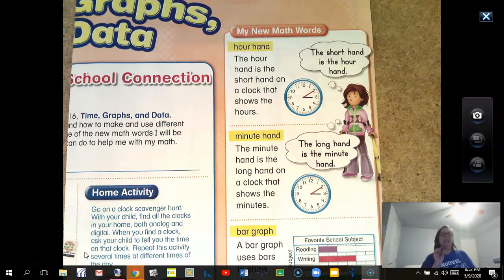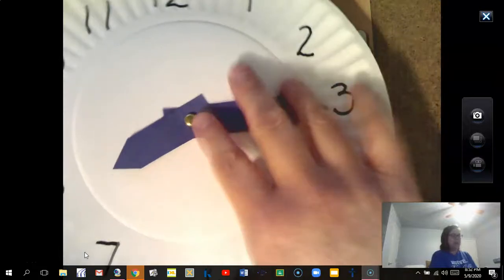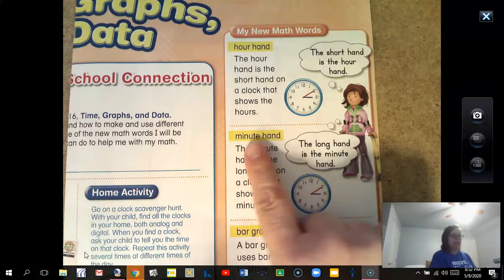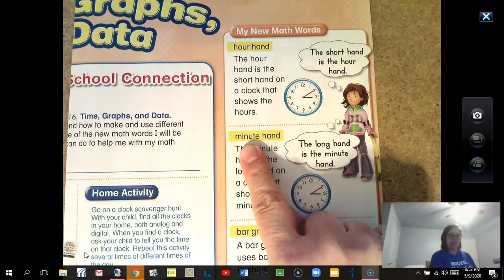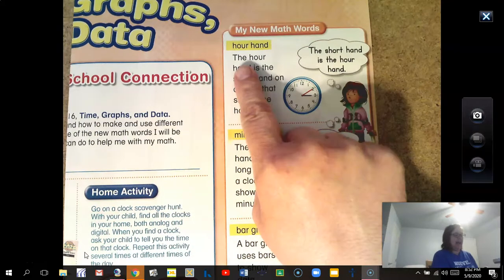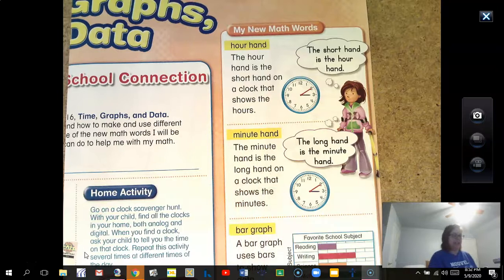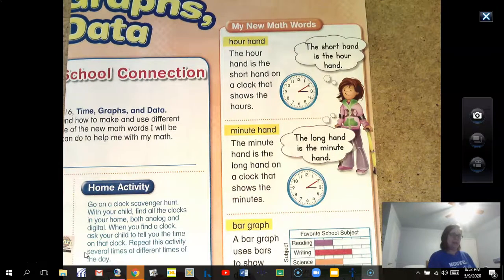The shorter hand is the hour hand, and the longer hand on the clock is the minute hand. And the word minute is a longer word, so it goes with the longer hand. So the hour hand is the short hand on a clock that shows hours. The minute hand is the long hand on a clock that shows minutes.